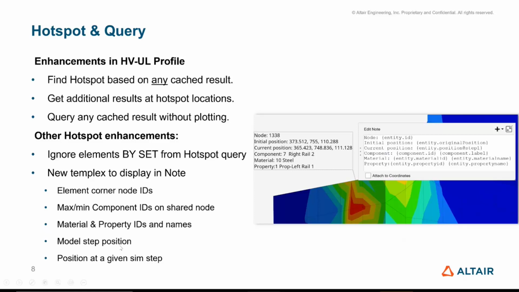Then coming to nodes, you can get the model step position of the node, which may sometimes be different from the simulation step position, or you can also request a position at a given time step. So you have template expressions, as I'm showing you in this image, to request each of these and then post them in a note. So that's on the hotspot tool itself.